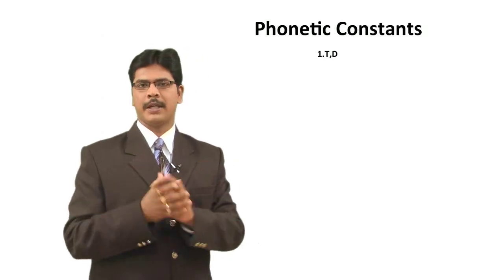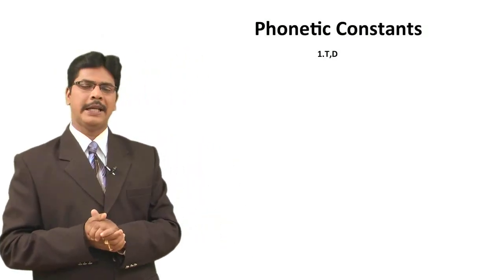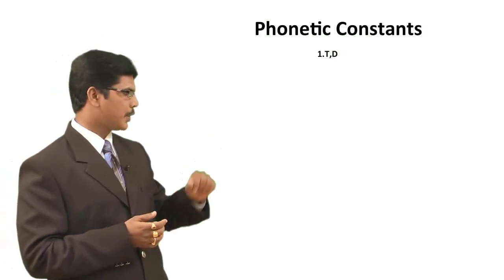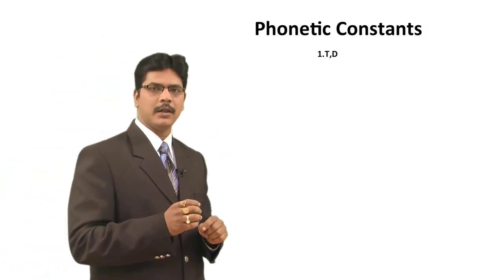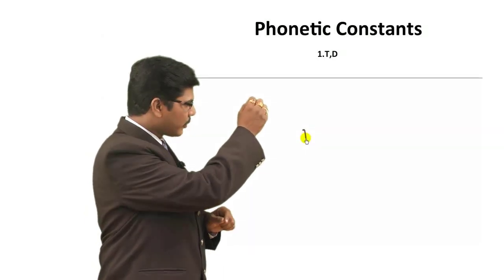And how do you remember that? Why for number 1, T and D? You can see this illustration. To write number 1, I just have to put one downstroke.